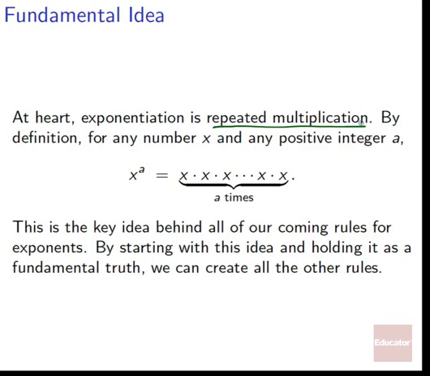That is the basic fundamental idea. By definition, for any number x and any positive integer a, x to the a is equal to x multiplied by itself a times. This is the key idea behind all of our coming rules for exponents. If we start with this idea and we just hold it as a fundamental truth and see all the places that it can take us, we'll be able to get all these other cool rules that will explain how it will work for any real number. So we take this idea, we say, we believe in this, and then we move forward and we try to figure out what else has to be true if this idea right here is always going to work out.